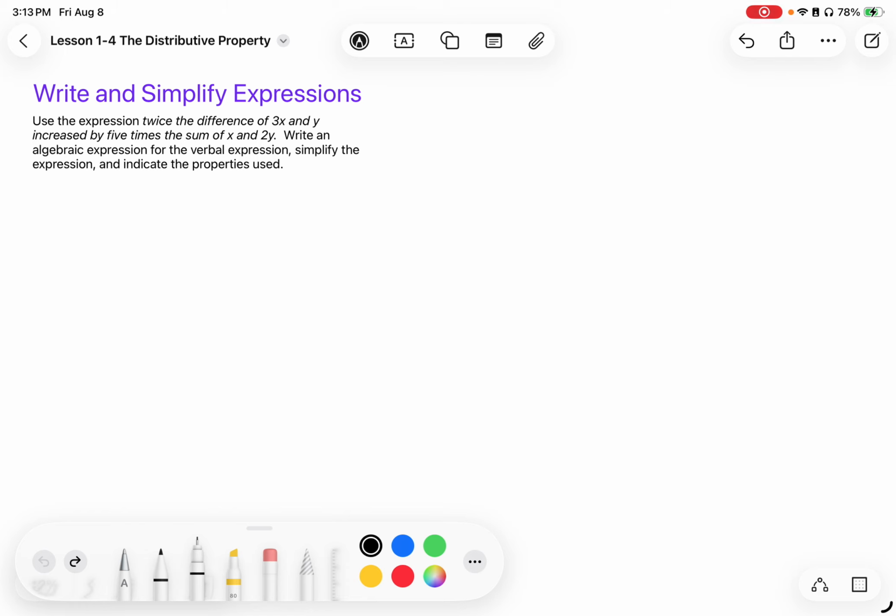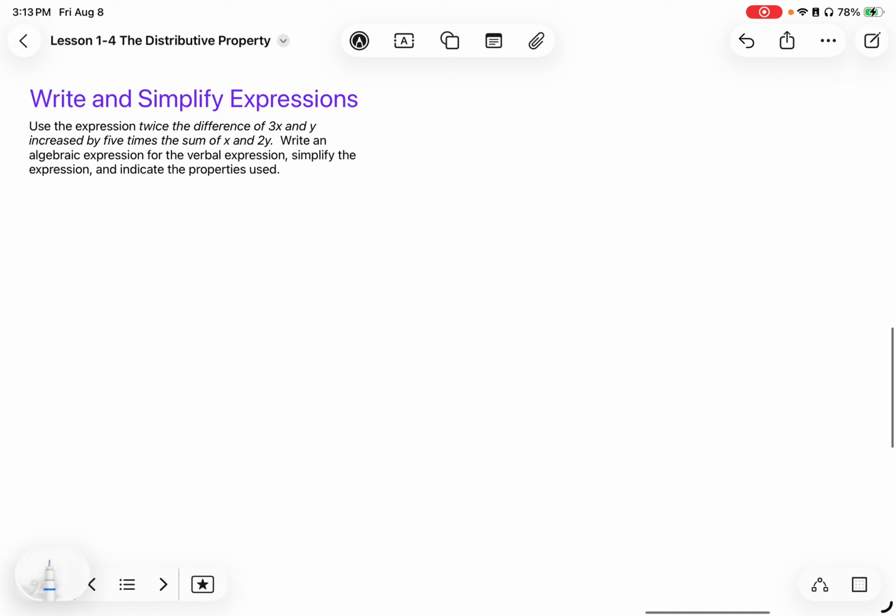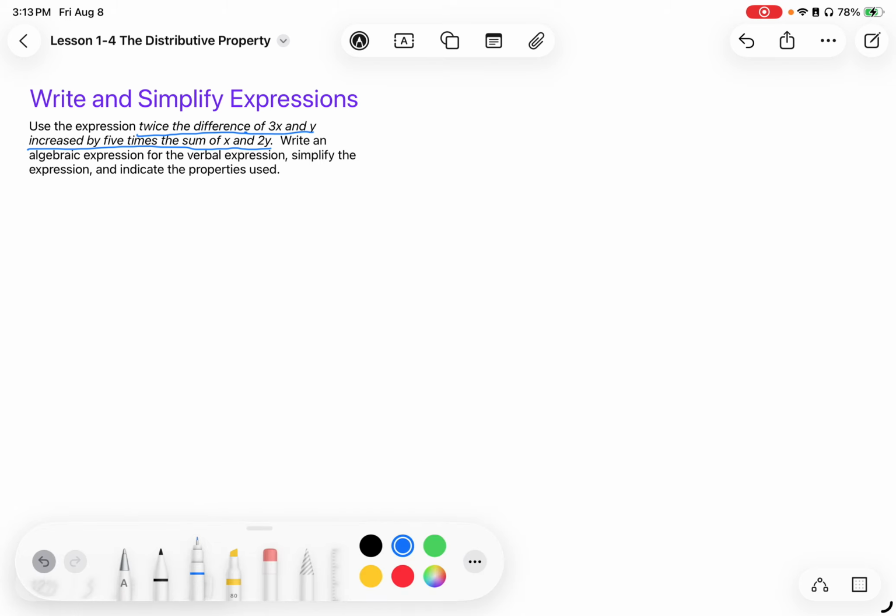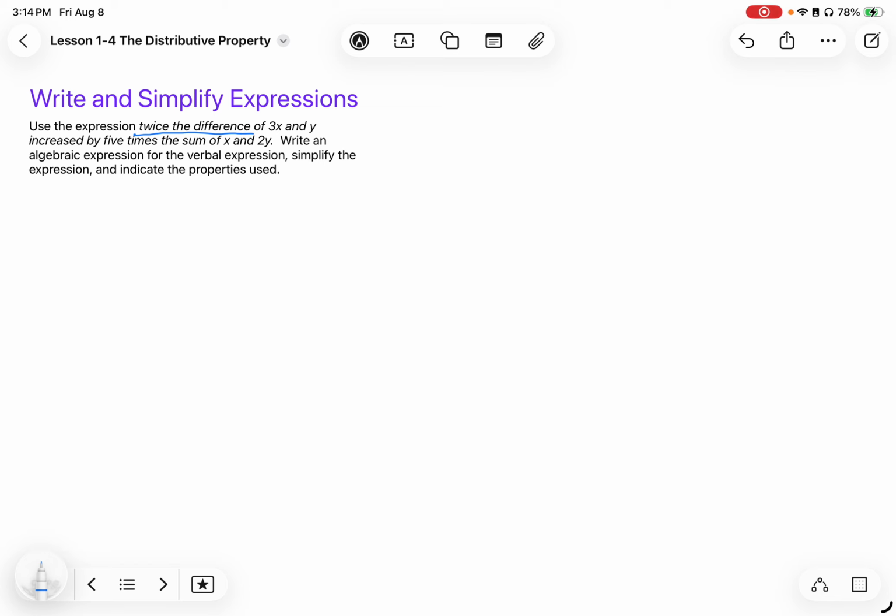And the words say, and I'm going to underline them as we go, twice the difference of 3x and y increased by 5 times the sum of x and 2y. Okay, so let's just take this one piece at a time. So we're going to start off with twice the difference of 3x and y.